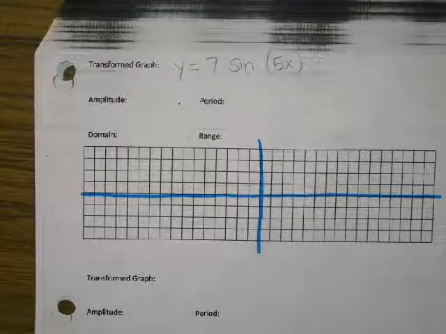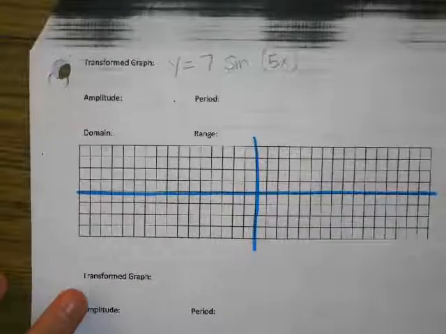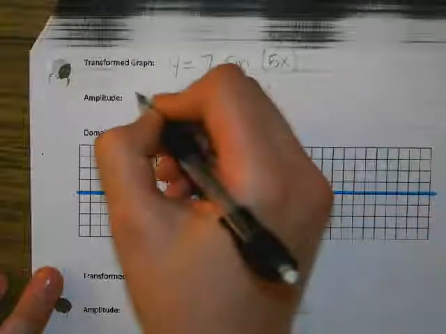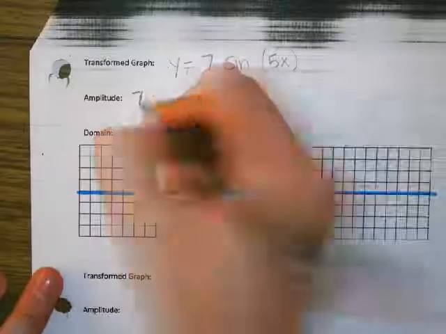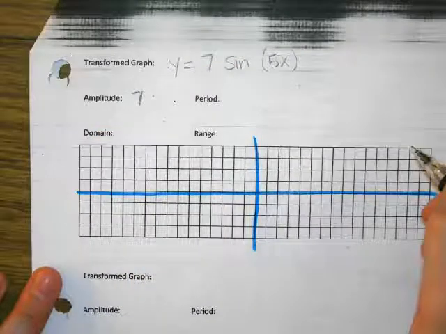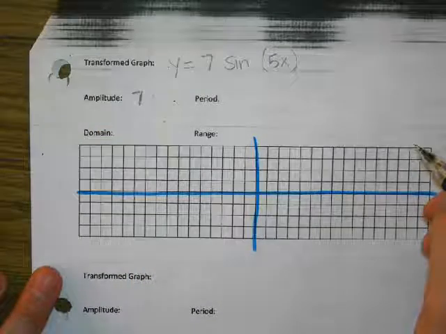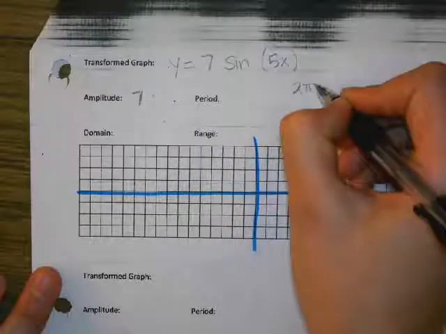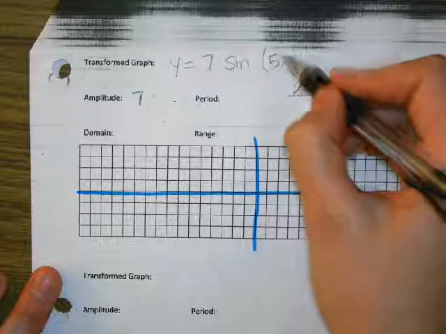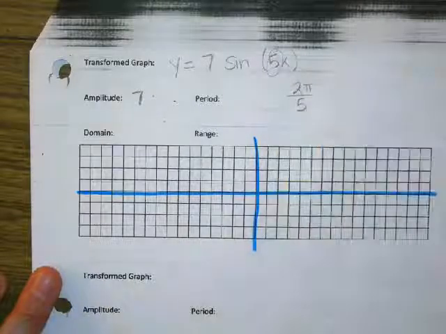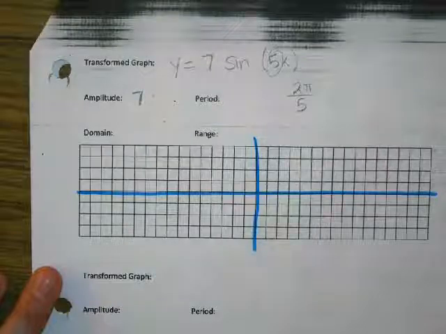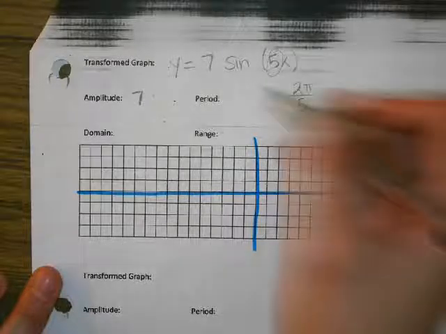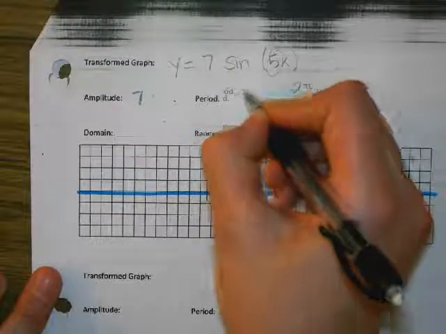All right, what's the amplitude of the graph? 7. What's the period for this graph? 2 divided by 5. Yeah, so we always do 2 pi divided by b, and the b value this time is 5. So we have 2 pi divided by 5, and is that going to simplify to be nice? No. So we just say, okay, the period's 2 pi over 5.